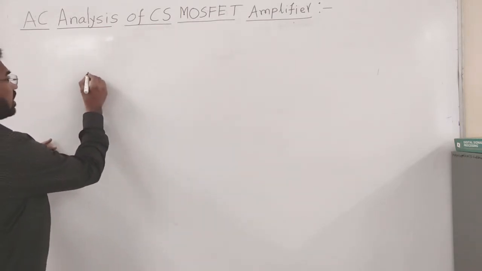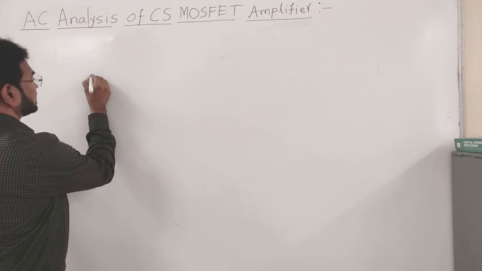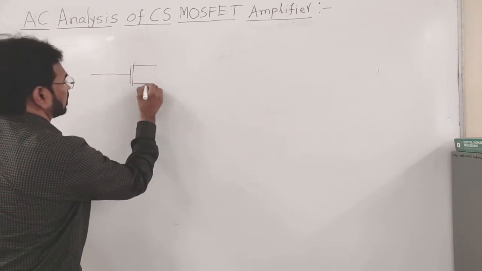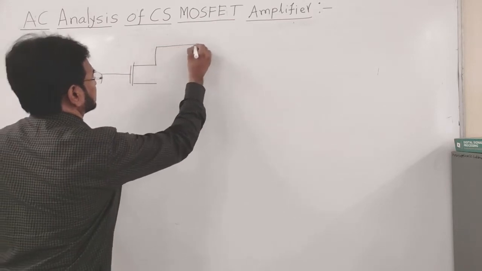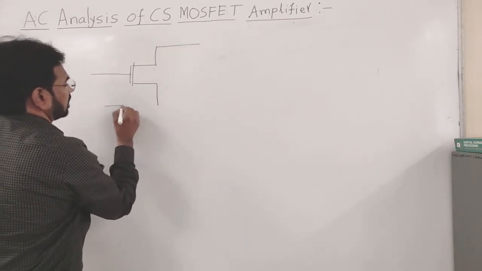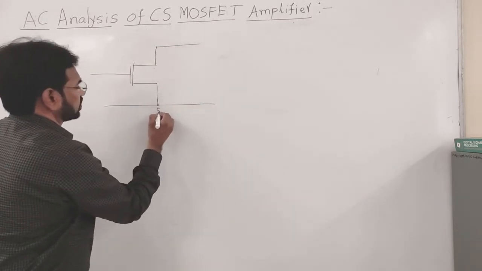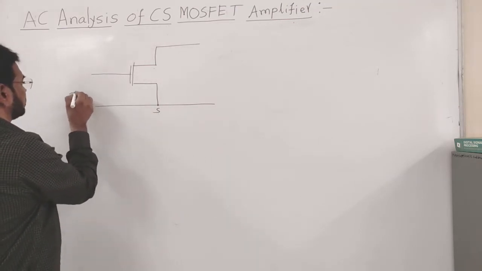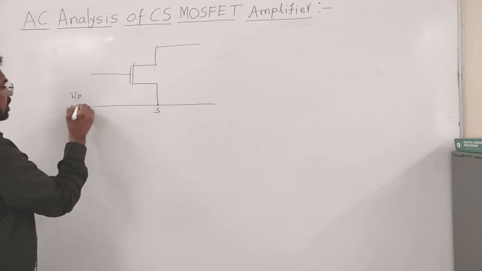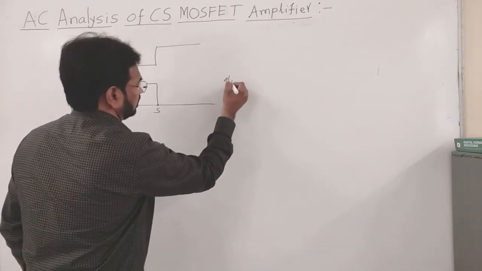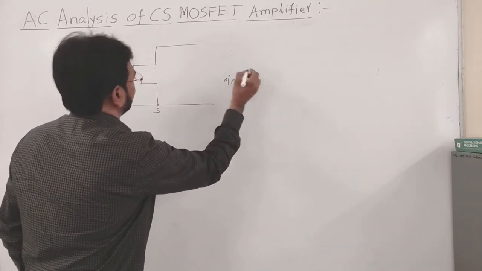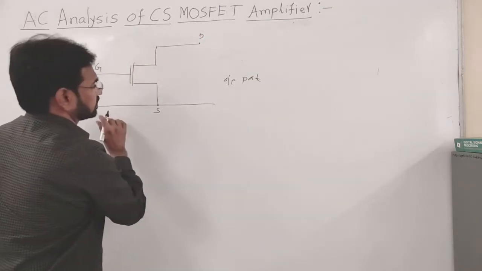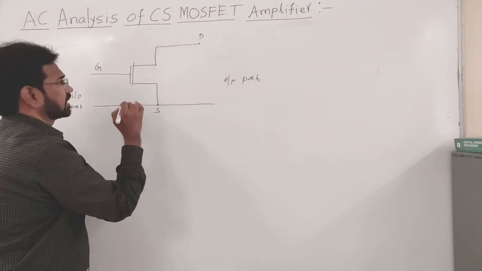I am drawing the symbol of NMOS transistor and we are going to develop the small signal model of NMOS transistor. So, it is the source, it is common to input port. So, this one is input port and it is output port. So, it is drain, gate and source. This is complete source line, it is ground point.